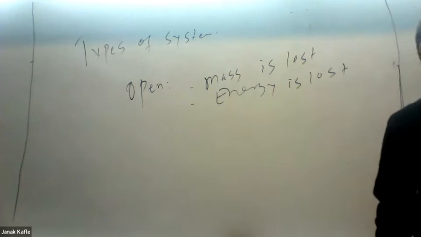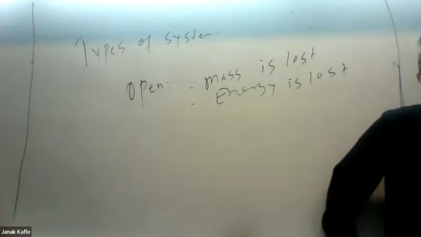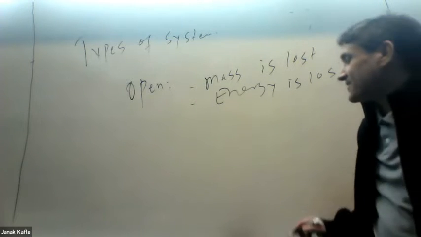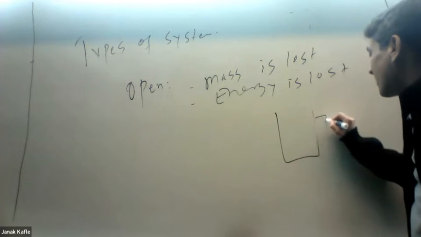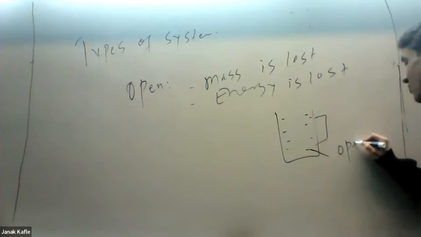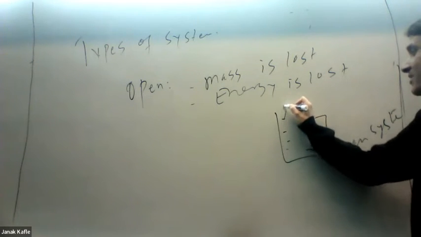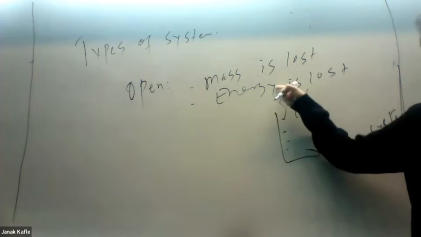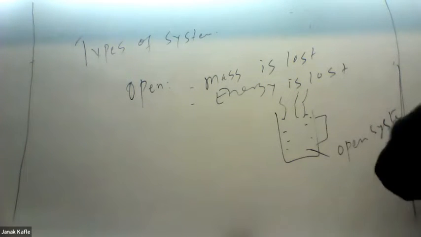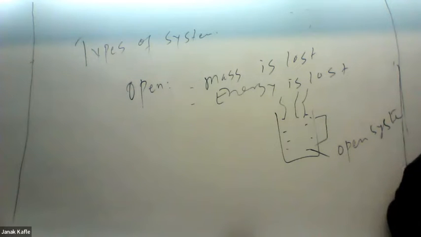So both things are being lost, right? Mass is being lost, energy is being lost. So this kind of system is called open system. Make sense? What is the example? Let's say you have a cup of tea here, a cup of water or cup of tea. This is the open system. Why is it an open system? It's open here, so continuously water vapor is going out, right? So mass is being lost, and the energy is also being lost. Make sense? Everyone got that?